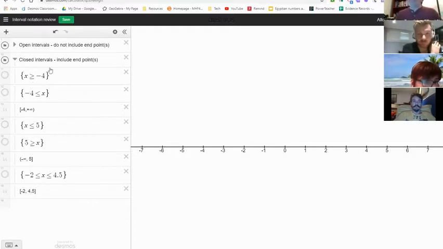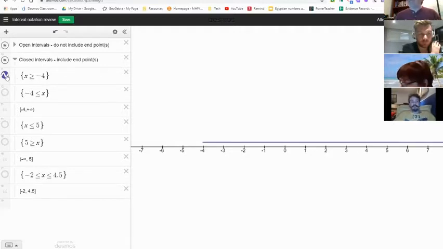So if I read this, I would read it like this: any number that is greater or equal to -4. In other words, my interval includes the -4. It does not include -4.0000001, but it includes -4 and onward. And I know that because of the greater or equal sign.